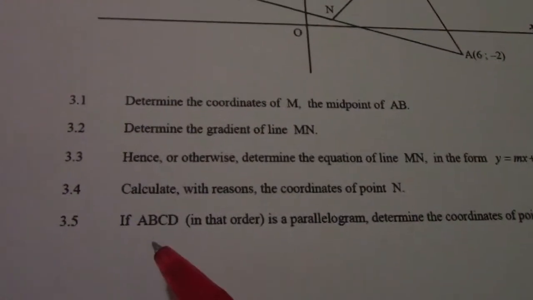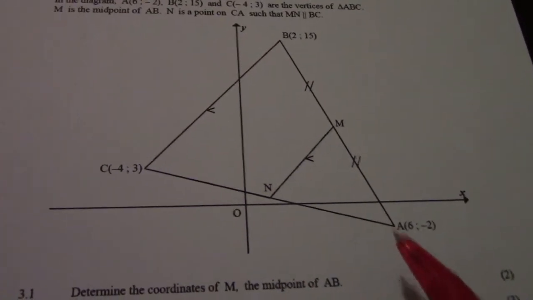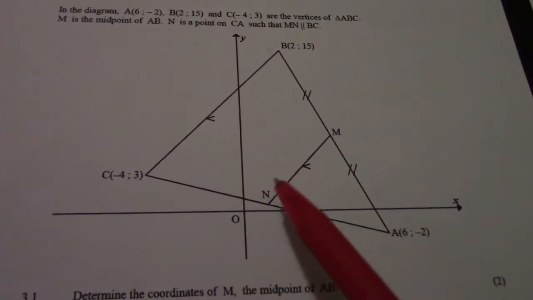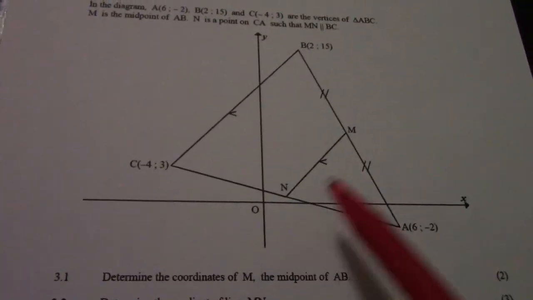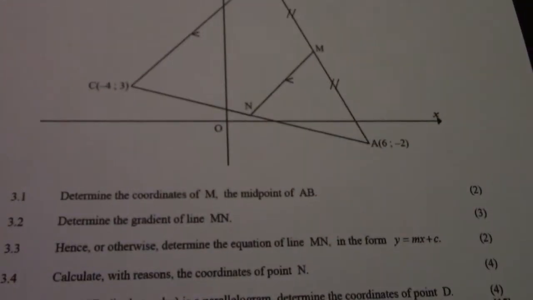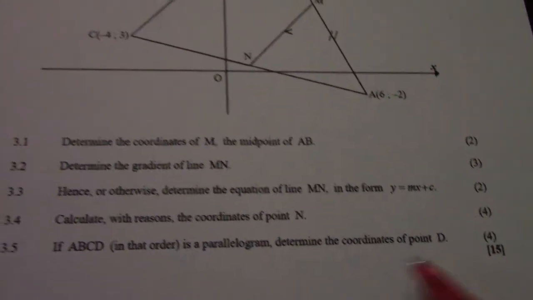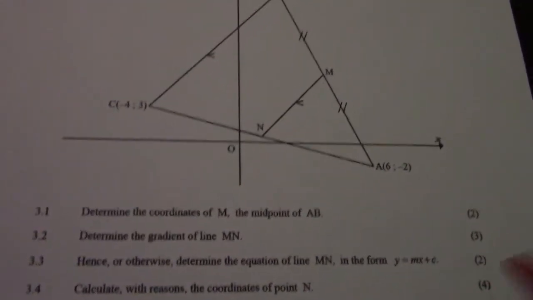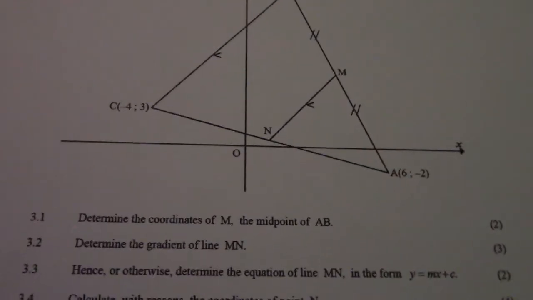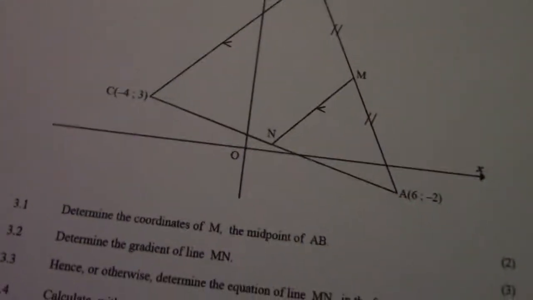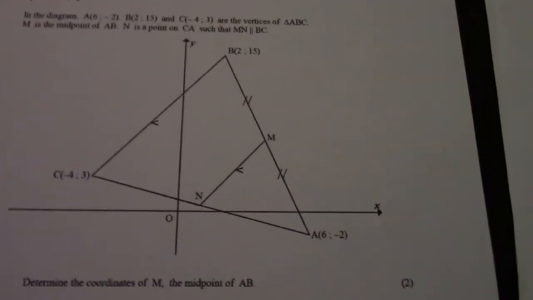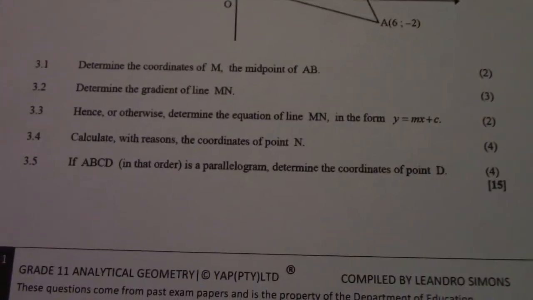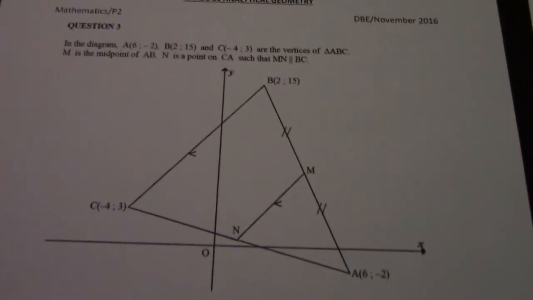And then if ABC in that order is a parallelogram, there's A, B, C, T. So T is another point that we will have to construct. Determine the coordinates of point T. We have to get the coordinates of point T in such a way that this forms a parallelogram, meaning it has two pairs of opposite sides parallel and two pairs of sides equal, or the diagonals bisect each other, etc. So you have to study your properties of quadrilaterals to answer analytical geometry.